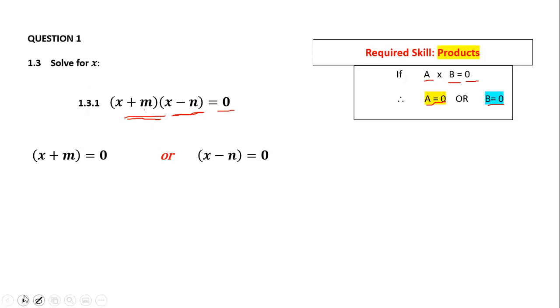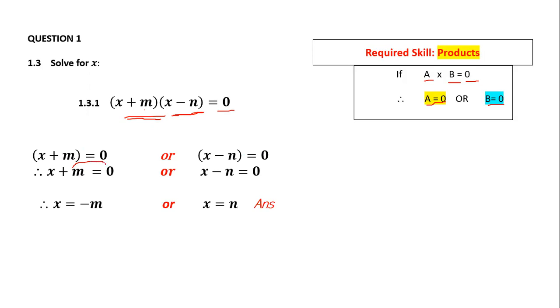So to solve for x, we say x is equal to minus m. We move the m to the right-hand side, it becomes minus m, or x is equal to n. When we move this negative n to the right-hand side, it becomes positive n. So x is equal to minus m, or x is equal to n. Now we answer the next question.